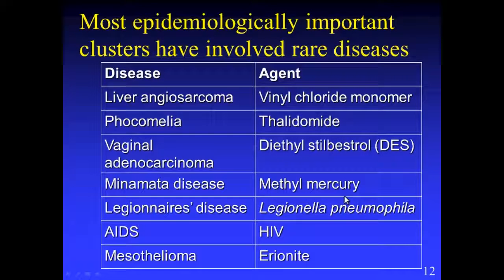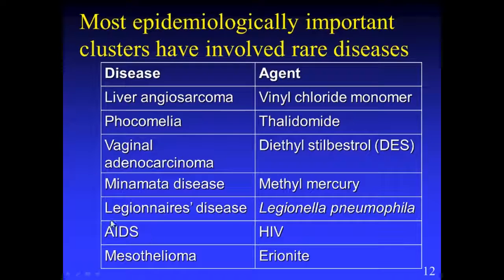Methylmercury, associated with Minamata disease in Japan, the methylmercury manufactured by microorganisms in the sea from mercury, which is discharged from industrial plants, causes a very unpleasant condition, Minamata disease. Legionnaire's disease, a rare form of pneumonia caused by Legionella pneumophila, which occurred following an American Legionnaires conference in Philadelphia in about, I think, 1976.